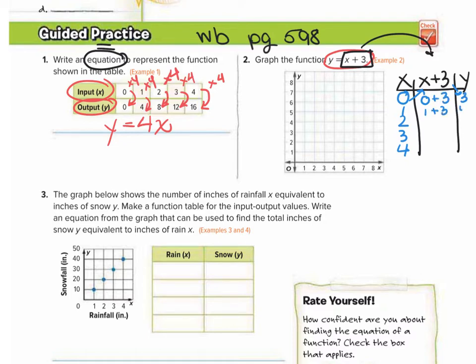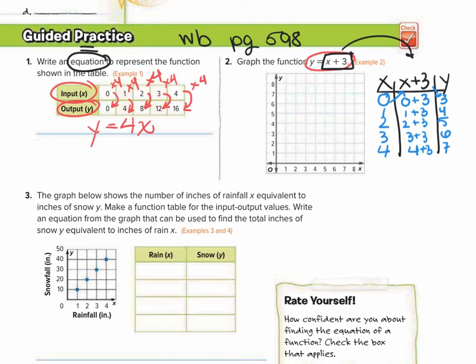1 plus 3 gives me an output of 4. 2 plus 3 gives me an output of 5. 3 plus 3 is an output of 6. And 4 plus 3 is an output of 7. So now that we have inputs and outputs, we could use all the x values and all the y values to make ordered pairs, because remember, every ordered pair is x, y. So our first ordered pair is 0, 3.